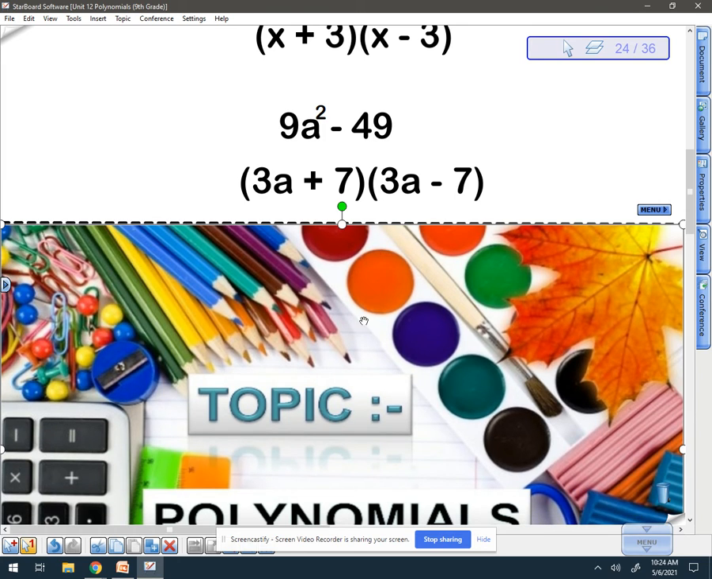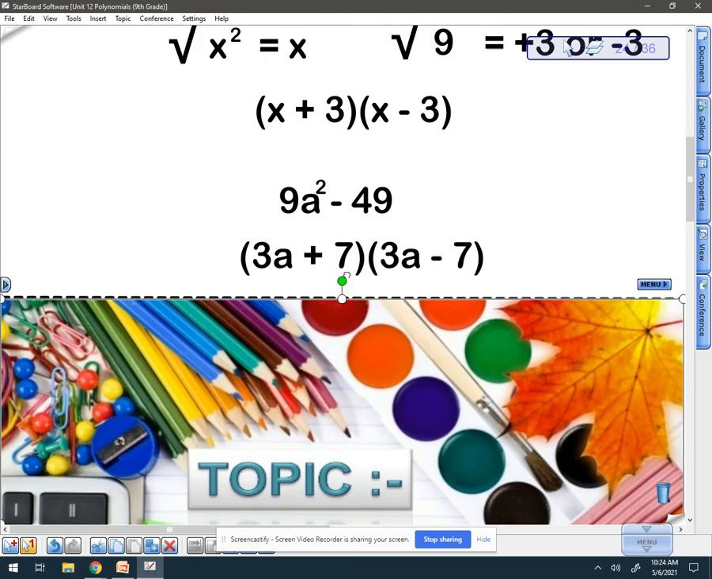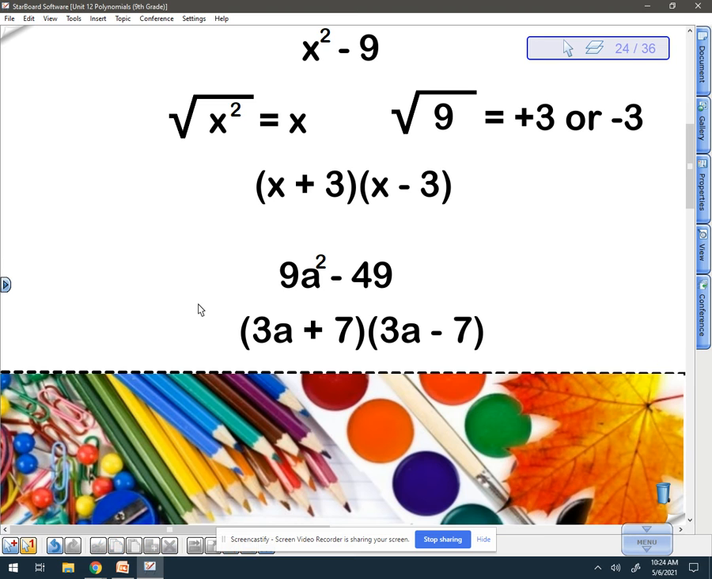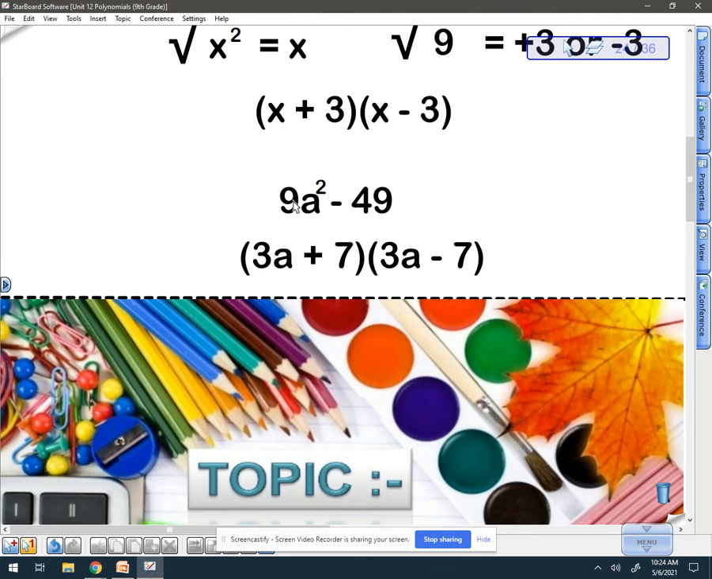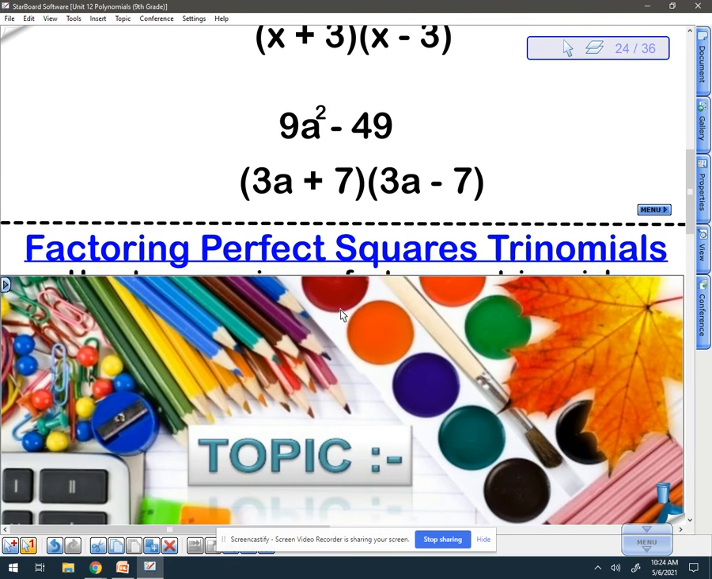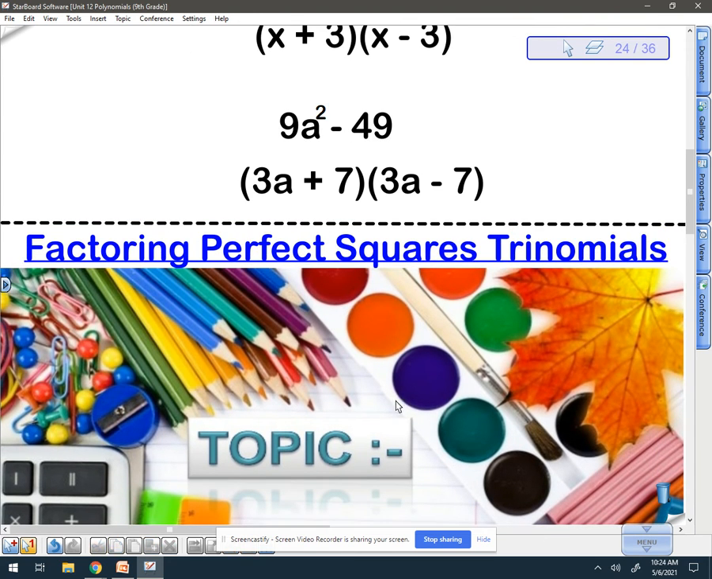So that is it for that topic. That's all you got to do. All right, so that one's pretty simple. You notice it when you see you have a binomial, so there's only two terms, and you notice they're both perfect squares. So our next one, perfect square trinomials.